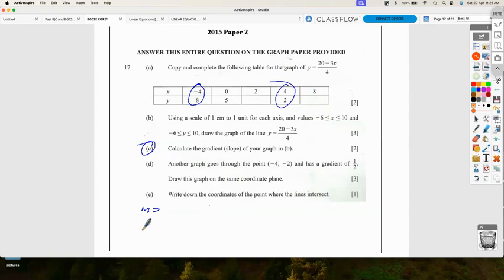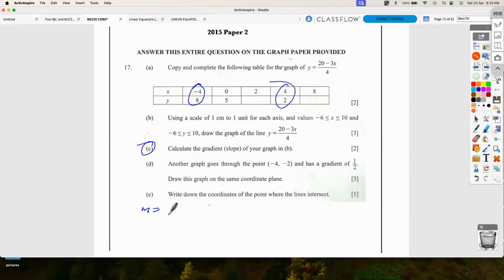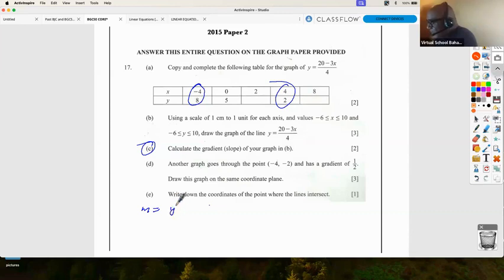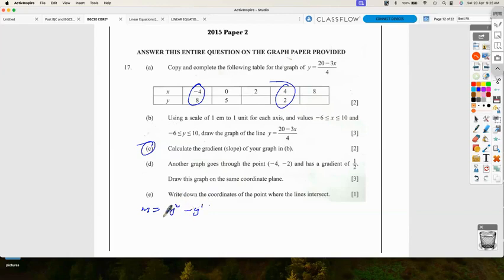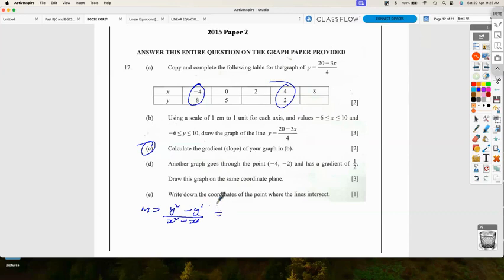Anyone. So M equals y to the power of 2 take away, no, it's not power of 2. y2, that is the second y, minus y1 over x2 minus x1. It's a good thing to write your formula because you will know what number goes where, okay?